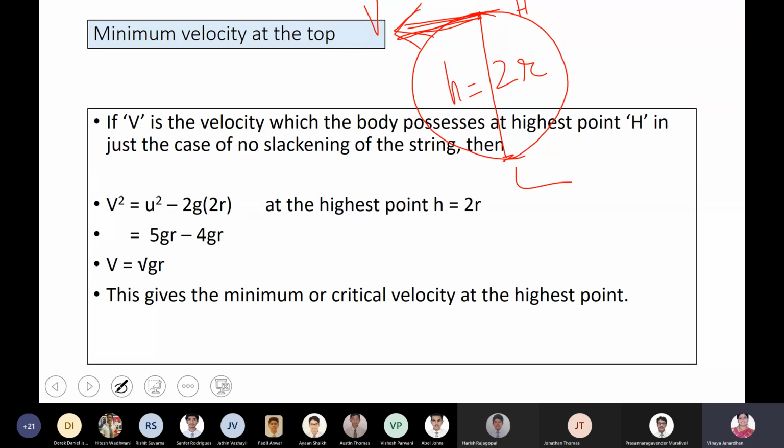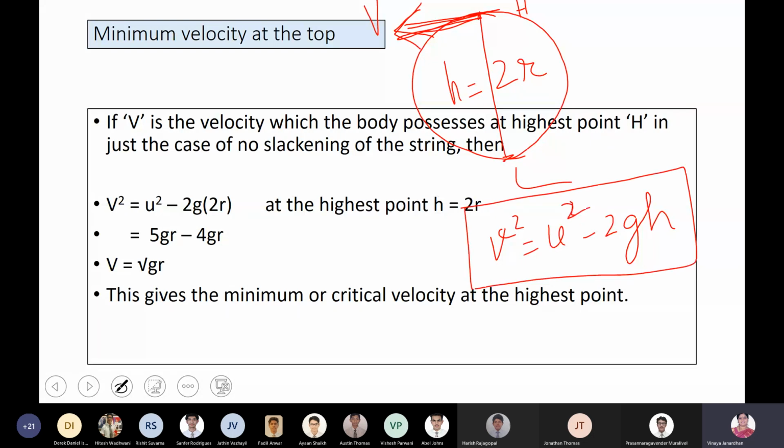So what was your expression previously? What is the velocity at any point? V squared is equal to U squared minus 2gh. The general expression for the velocity of a body at any point is V squared is equal to U squared minus 2gh. Now we are considering the velocity at the highest point. Your V becomes capital V, U is the same, only the height becomes 2r. So capital V squared is equal to U squared minus 4gr.